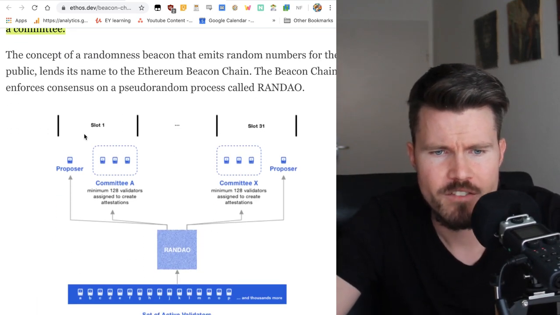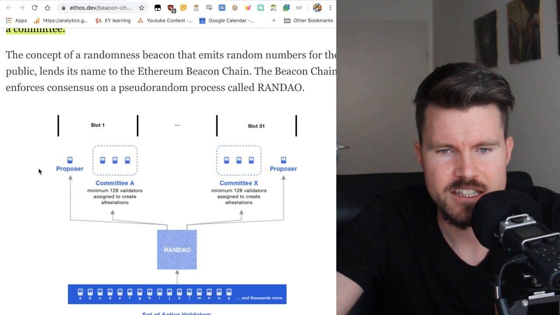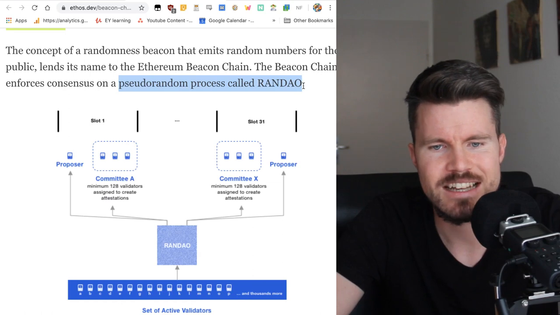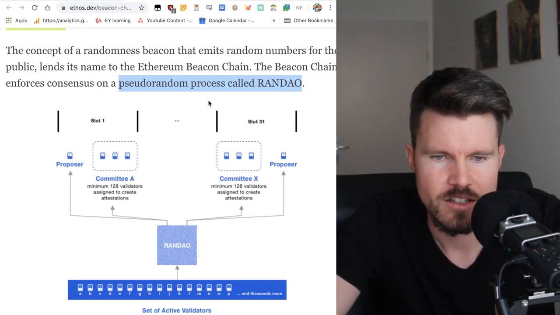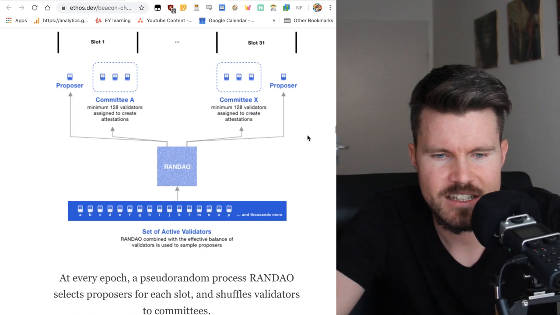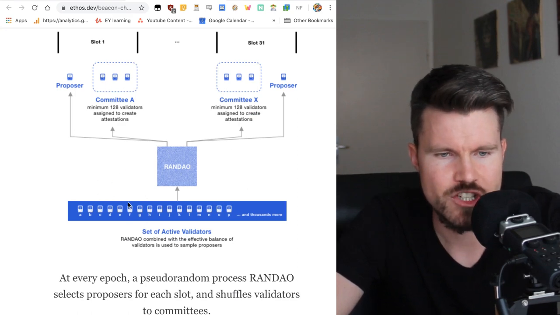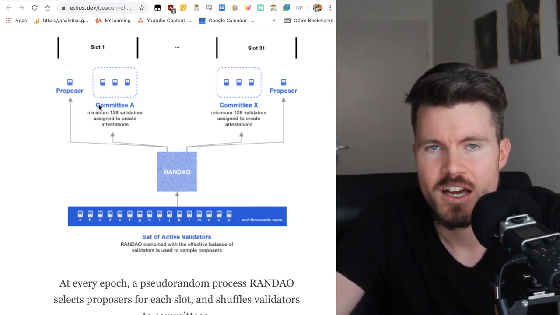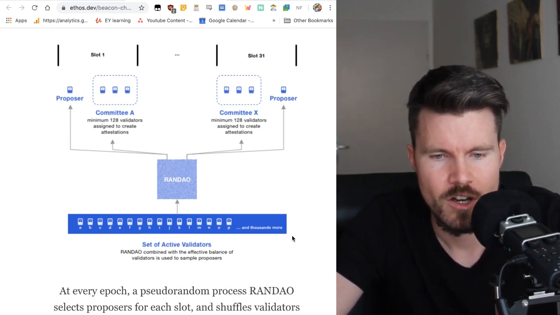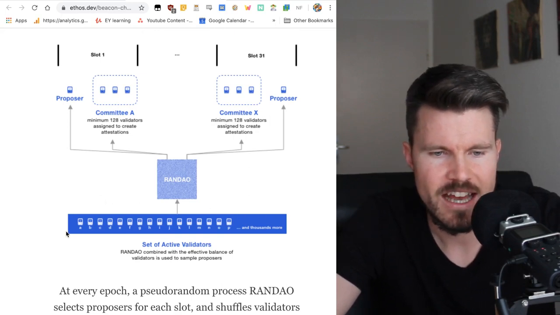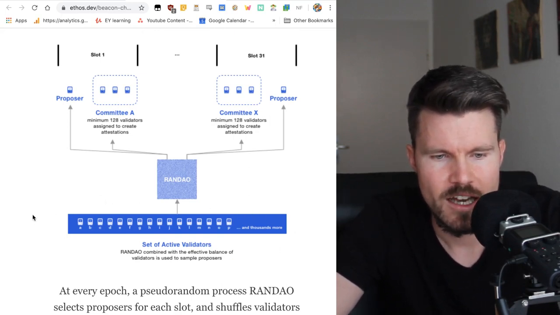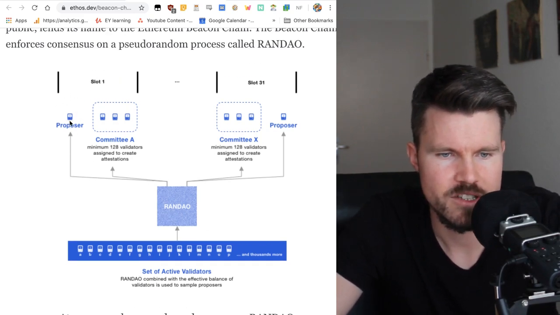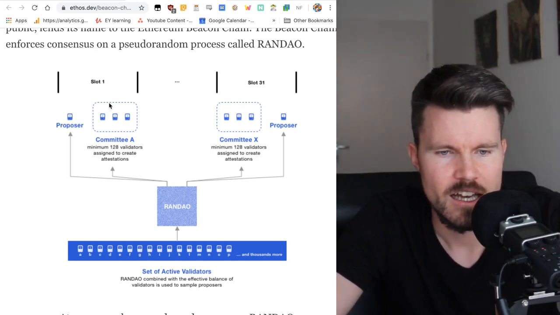So one very, very important aspect of the beacon chain is a pseudo-random process called RANDAO. It sounds very similar to random. What it does is make sure that proposers and the different validators in the committee are selected in a random manner. So you've got a pool of many, many different active validators in this blue box, and RANDAO makes sure that this proposer, for example, is selected randomly, and the committee.